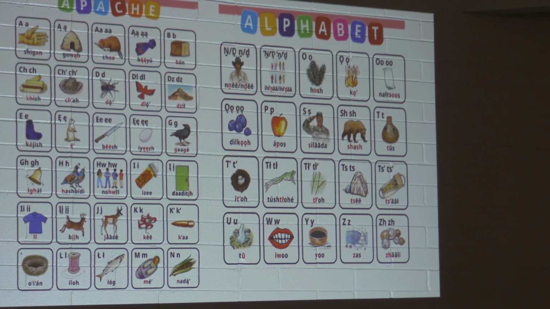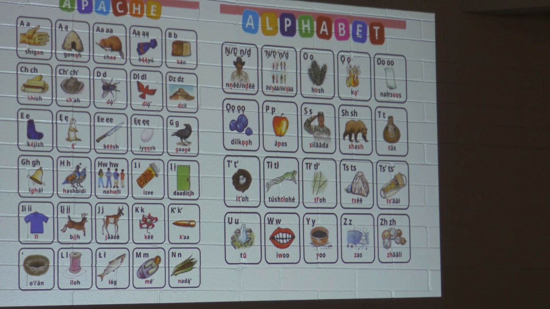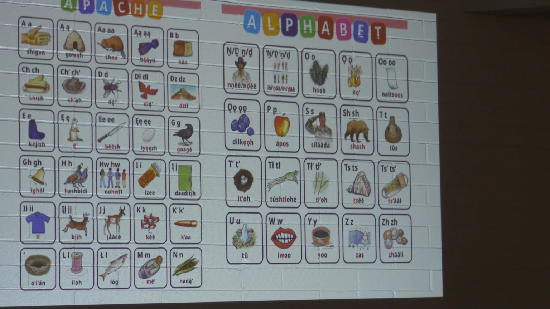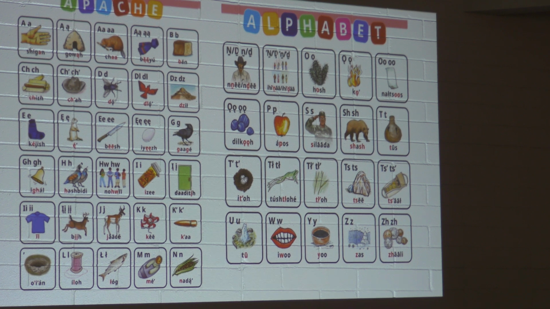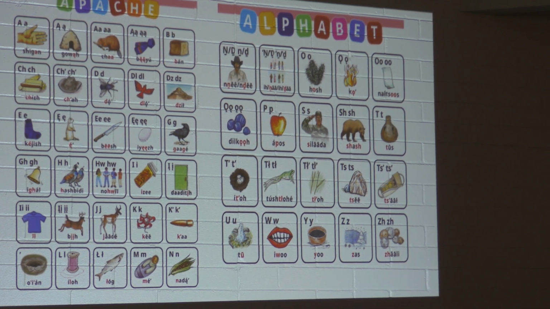And then you have the ch sound, as in chiz, that means wood or firewood. Then you have the ch with the apostrophe. So notice these things like apostrophes, right? The ch in chiz is one letter. Don't say it the wrong way, because if that means anything, it means something different. So chiz, that means firewood.